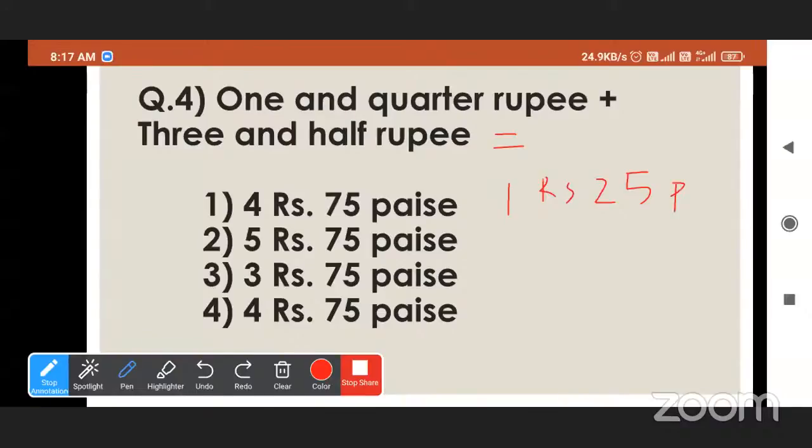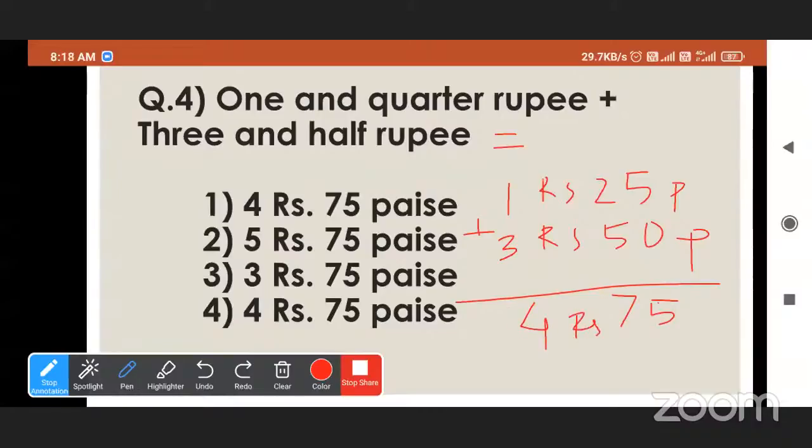And now see, 3½ rupee means, half rupee means how many paise? 50. Very good. So we have to do the addition. 5 plus 0 is 5. 2 plus 5, 7. And 1 plus 3, 4. So 4 rupees 75 paise. So which option is right? First one is right. Okay, good.